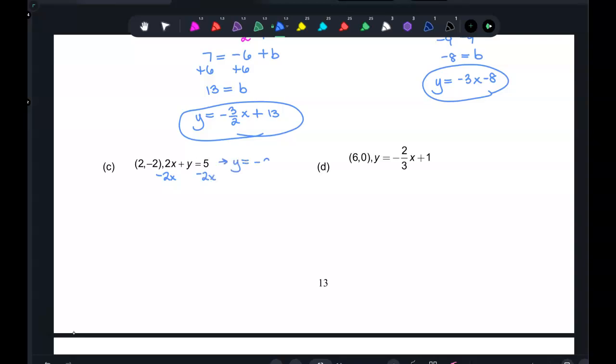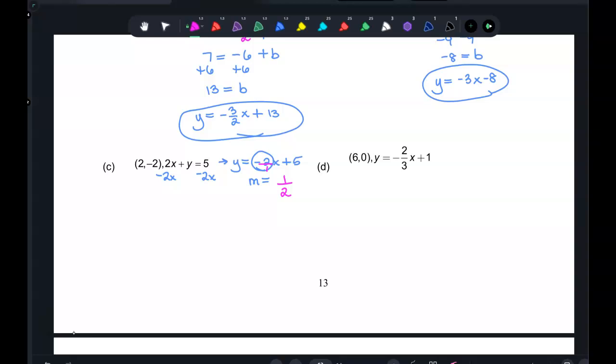Y equals negative 2x plus 5. Okay. And now, it has to be perpendicular. So, what does m have to be? 2. Okay, wait a minute. 1/2. We have to flip it. So it's going to be a positive 1/2.